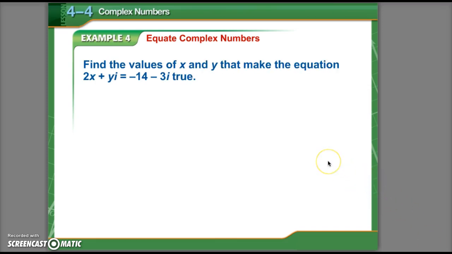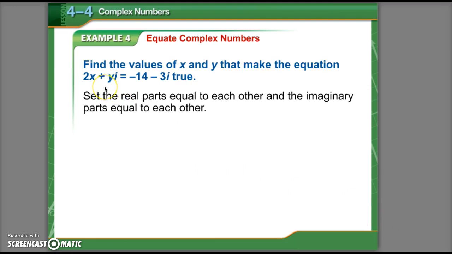So in example 4, we're going to look at how to equate complex numbers. We need to find the values of x and y that make the equation 2x plus yi equals negative 14 minus 3i true. The nice thing about this is it might seem kind of difficult, but it's really just basic Algebra 1 that you're going to be looking at.